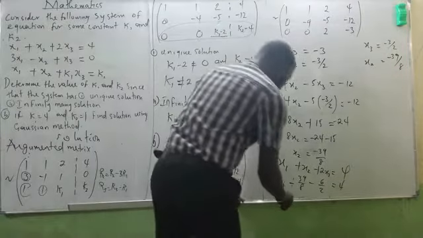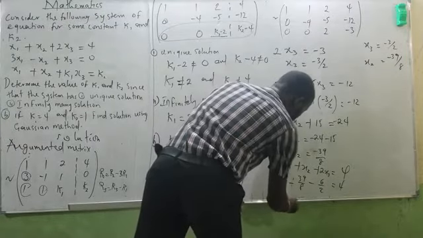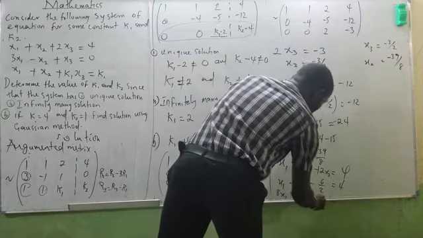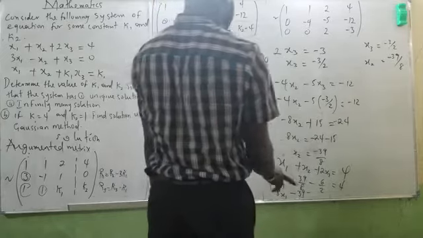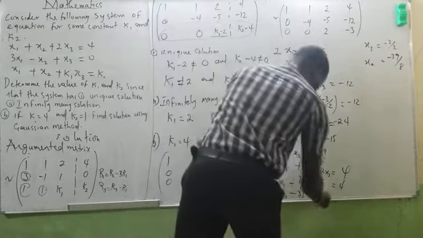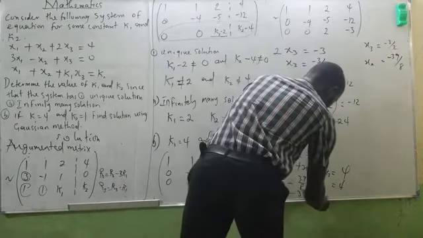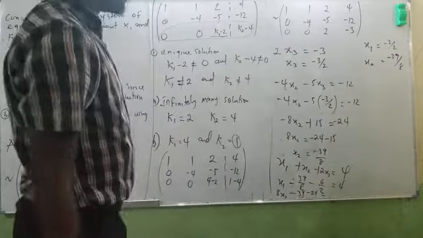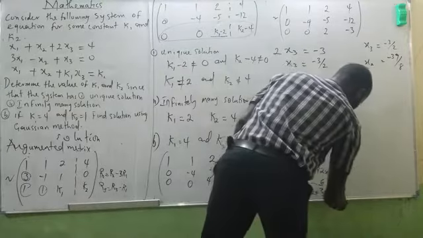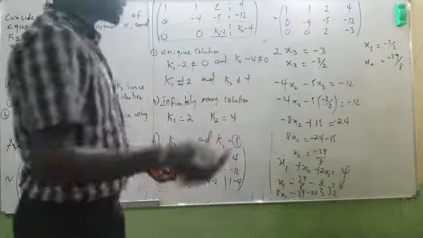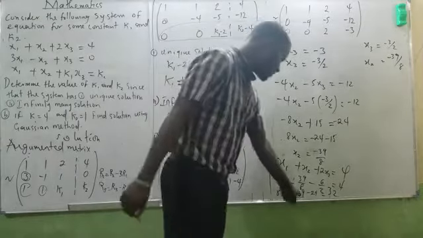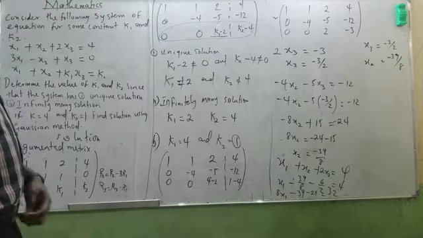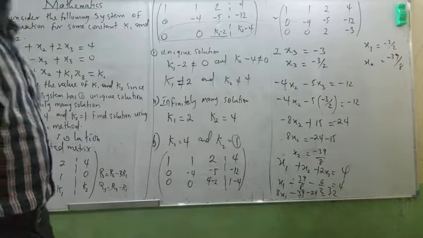I'll be having 8x1 minus 39 minus, it's going to be 4 times 6, that will be 24, equals to what? 8 times 4, that will be 32. Now by so doing this, you will have your 39 and 24, which will be 63.